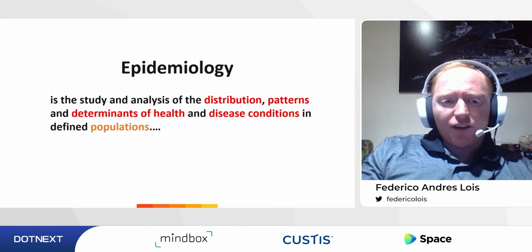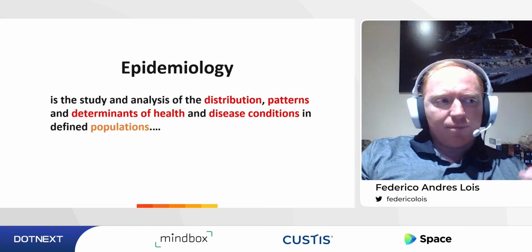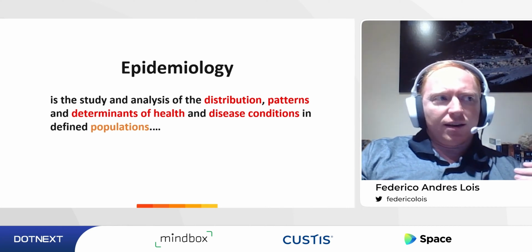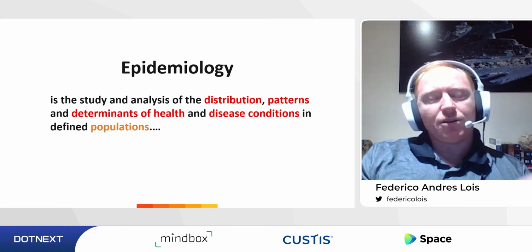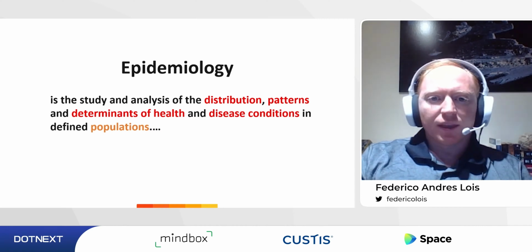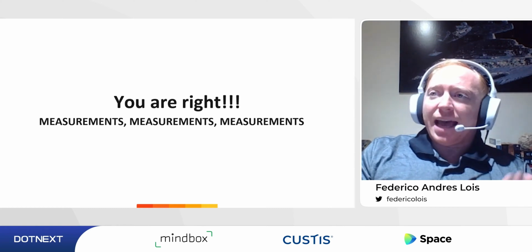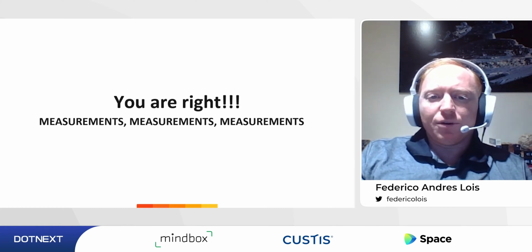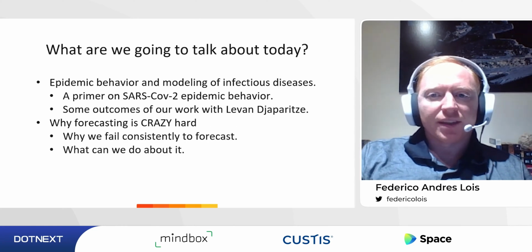So the most important thing that has to be done in epidemiology is measuring, because from measurements you can actually get something else. So yes, measurements, and this is it. We are going to be talking about how to measure SARS-CoV-2.